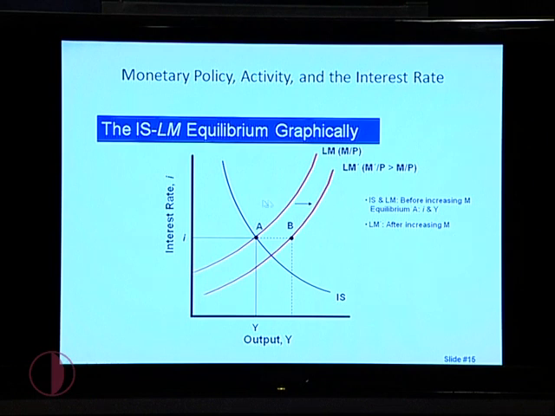LM after increase from A to B. This equilibrium at I, A to B. The interest rate decreases, output increases, or like the LM change in the IS curve where the output decreases and also the interest rate decreases. But now the interest rate decreases but output increases, and LM shifts to the right, outward, with new equilibrium at A prime and I prime, Y prime. Monetary expansion lowered the interest rate and increased output.